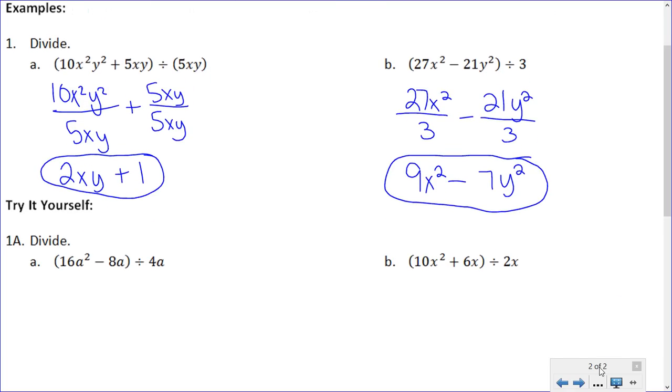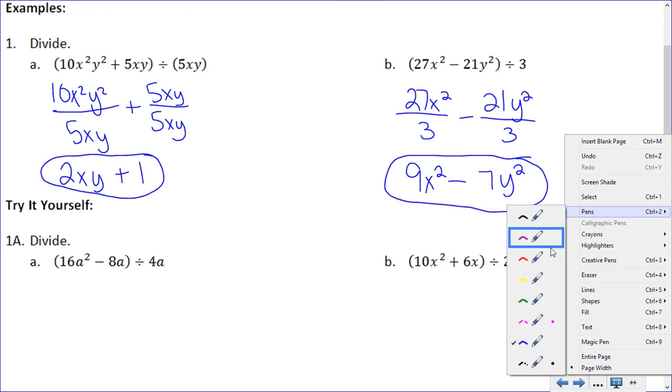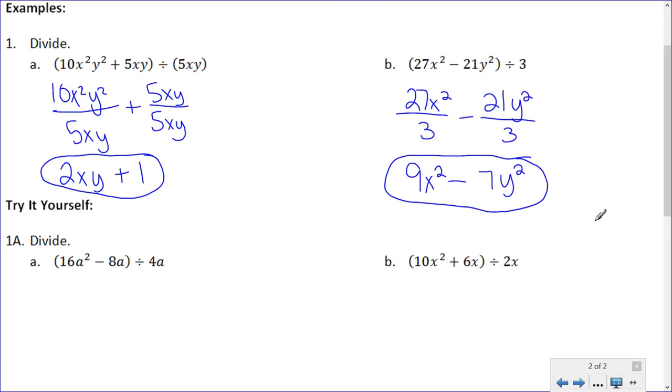Okay, there are 2 try it yourself problems for you to do on your own. Pause the video, work those out. When you're ready to check your answers, press play. Okay, for A, you should have gotten 4a minus 2. And for B, 5x plus 3.